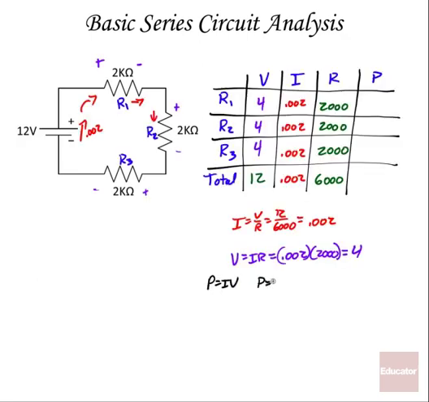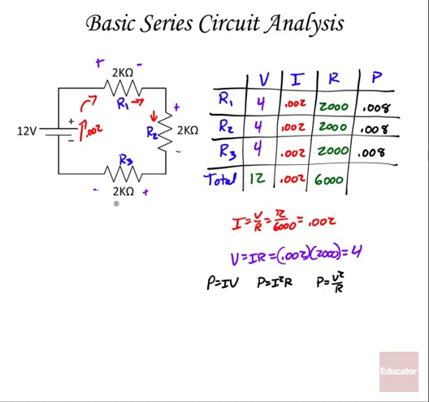I could use power equals I squared R, or I could use power equals V squared over R, since I know all of those things. We'll take the easy one right now. Power equals V times I. That'll be 0.008 watts dissipated in R1, or 8 milliwatts. The same for R2. The same for R3.